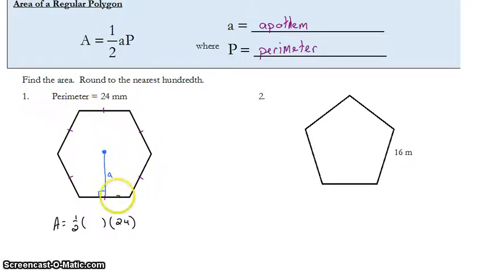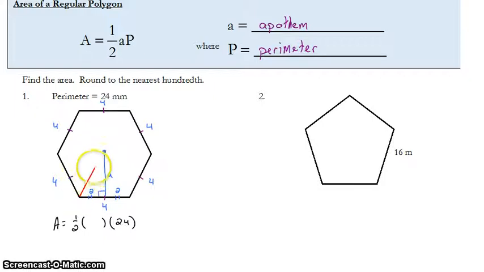I know that all the way around is 24, and that there's 1, 2, 3, 4, 5, 6 sides. Since it's a regular polygon, all 6 are equal. That makes all 6 sides 4 millimeters. 24 divided by 6. I now also know that this side is bisected, so I have 2 and 2.